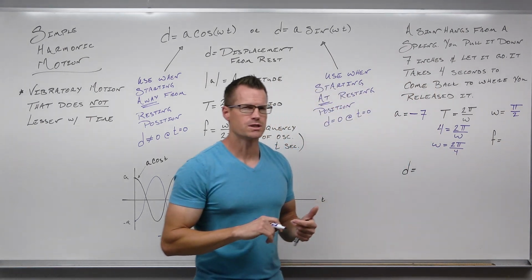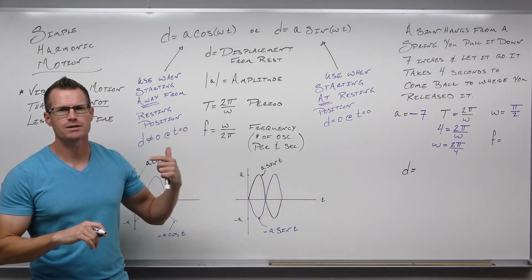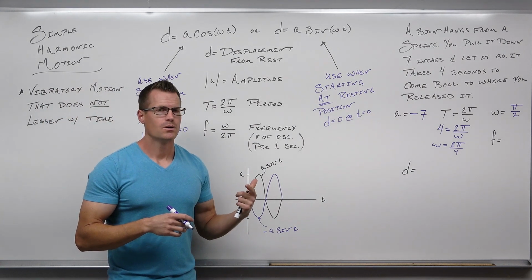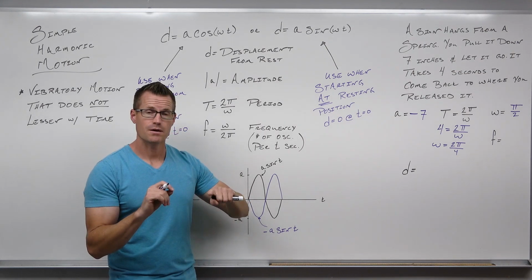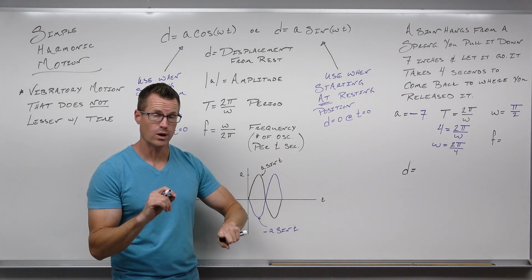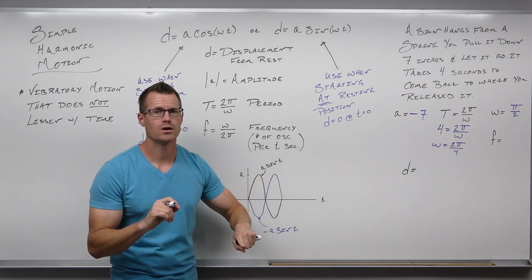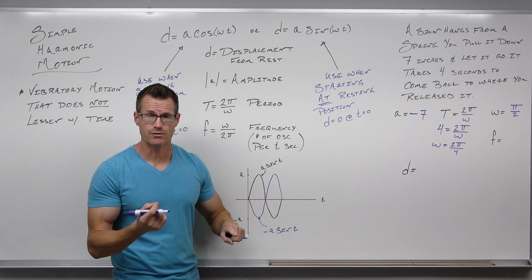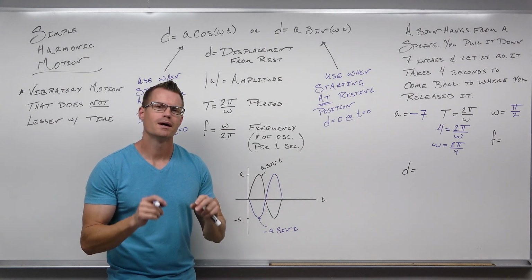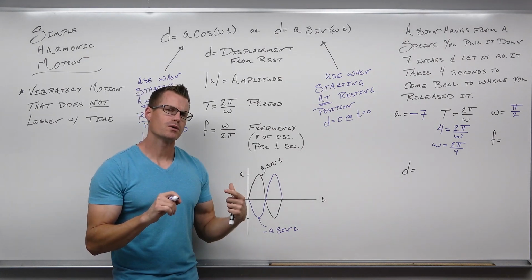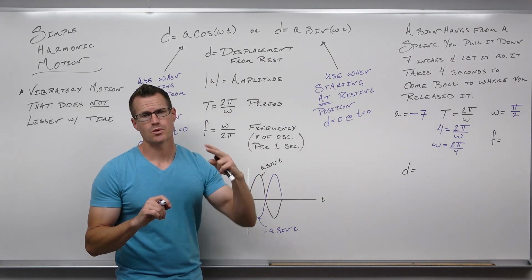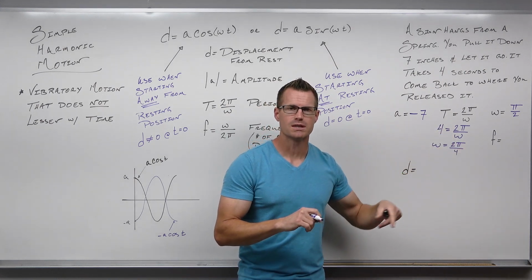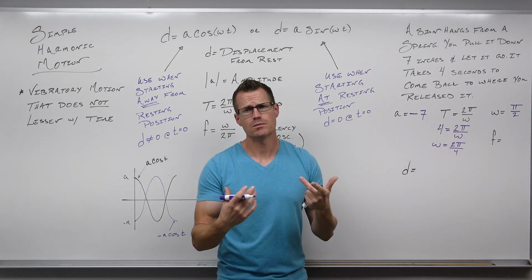What about our frequency? Frequency is how many oscillations per time unit. So how many oscillations per second? Now think about this. If it takes 4 full seconds to go from where you released it back to where you released it, how many oscillations per second does it have? Well, not even 1. Actually, 1/4. Here's what happens. Your frequency is always going to be the reciprocal of your period. So if your period is 4 seconds, your frequency is 1/4 of an oscillation per second.